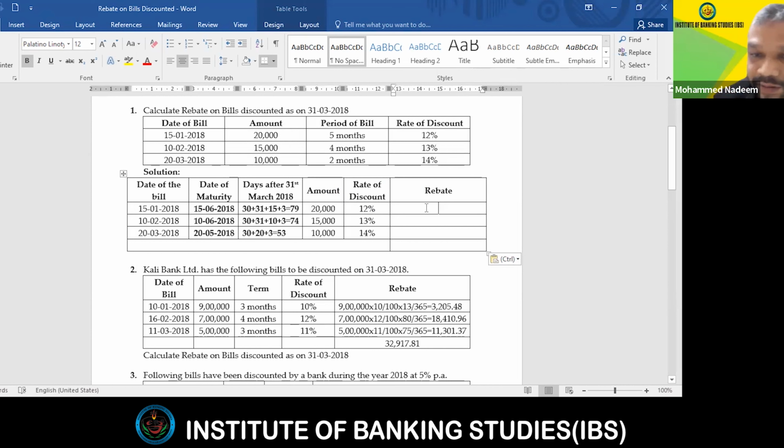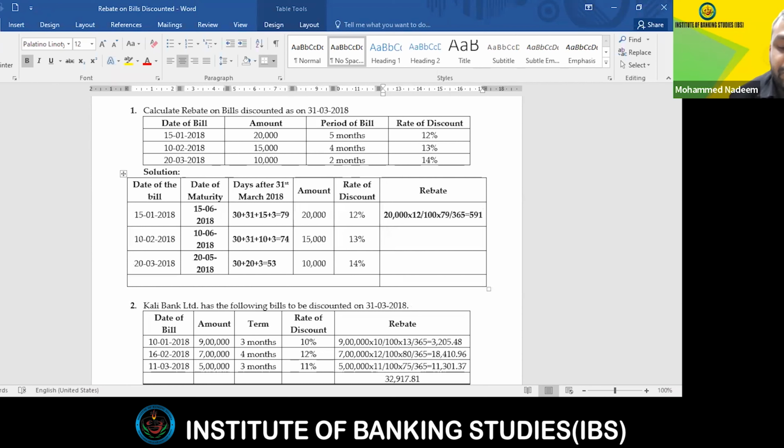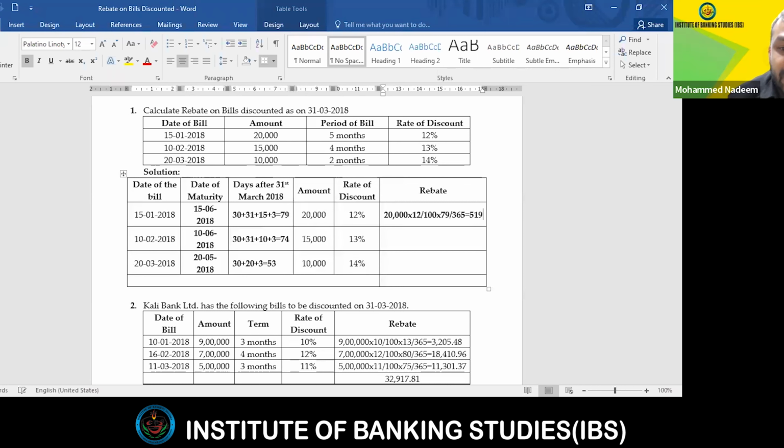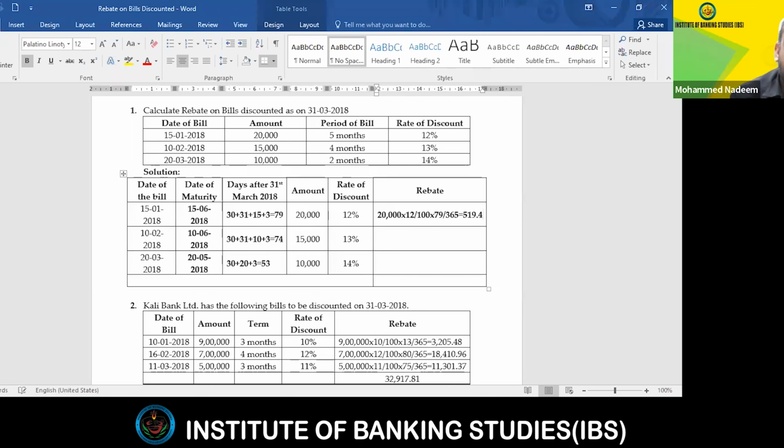Now you have to calculate the rebate. What is the amount? 20,000 into 12 divided by 100, the percentage rate of discount, into how many days are falling after the financial year? 79 days, divided by 365 days. How much is the amount coming? Check it out now. Calculator, you can use it. 519.45.